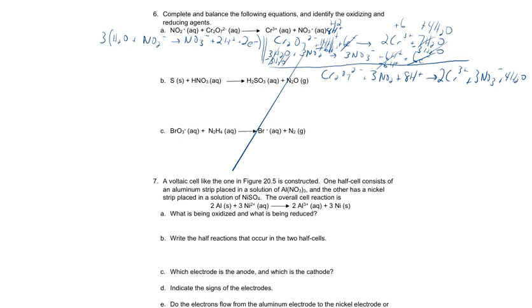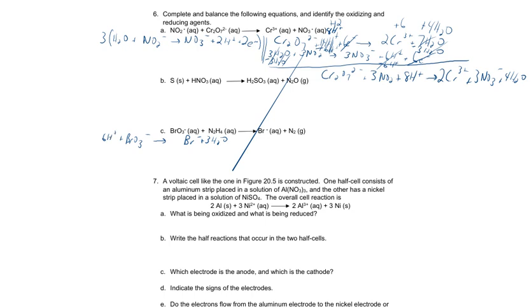I'll do one more example here. Let's do this bottom one. BrO3 minus and N2H4 become Br minus and N2. So I have my BrO3 minus becomes Br minus. My bromines are balanced, so I need to balance my oxygens with water, 3H2O. On the left-hand side, then, I need 6H plus.